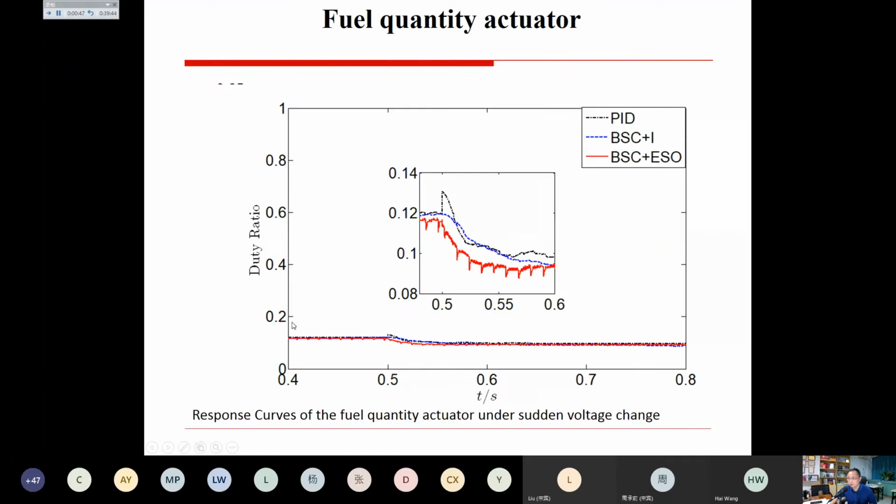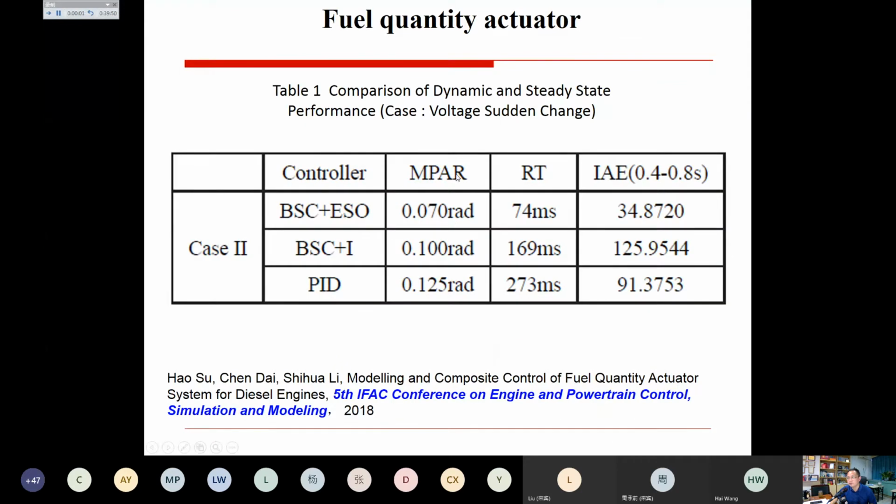Also, this is the control input, the duty ratio response. You see, it's an experimental verification result. You see the parameter variation, the variation value, the recovering time, the integral of absolute value of error, the performance. You see a very big improvement for the BSC plus ESO. So we handle the nonlinearity and the disturbance observer, the two main factors that influence the system performance. So in this case, we can enhance the system performance.